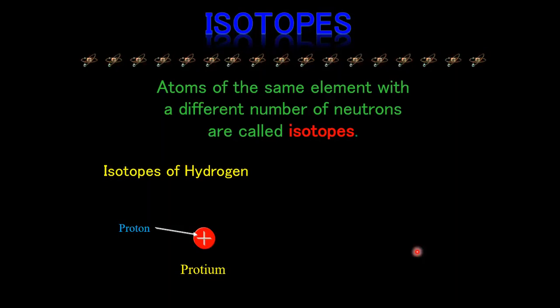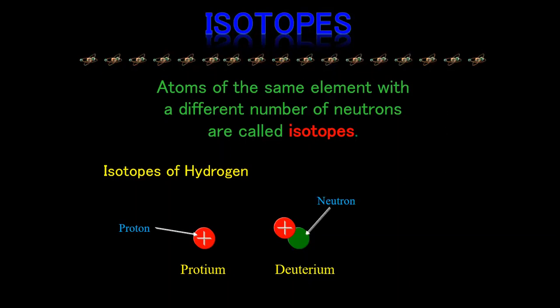So what's different? What are the isotopes? As I have said, atoms of the same element with a different number of neutrons are called isotopes. One isotope of hydrogen has no neutron. Another isotope of hydrogen has 1 neutron. And then the third one has 2 neutrons.